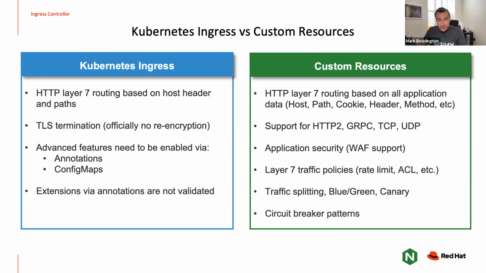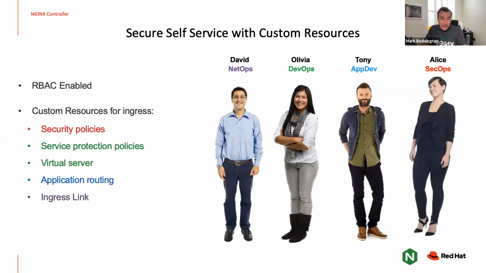And we don't do this in just a single resource. We actually do it across a number of resources. So we have resources for security policies that protect, resources for rate shaping and ACLs, resources for the actual publishing of a service, resources for routing of the application as well. And this means that you get role-based access control again for all of these different parts of deploying that application. And we're going to show you a little bit of that now.